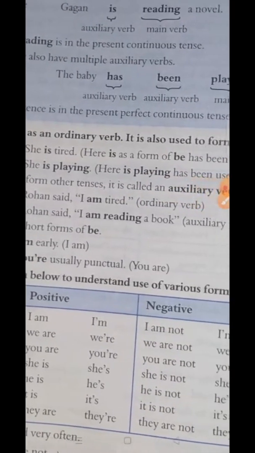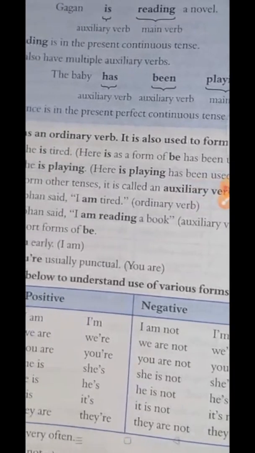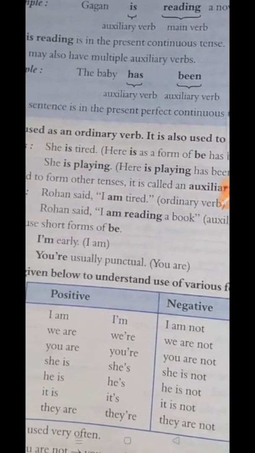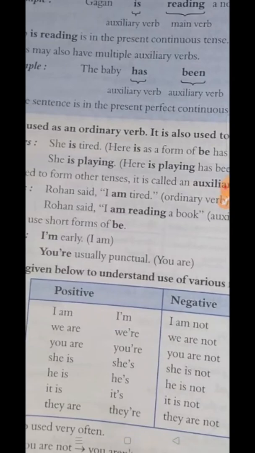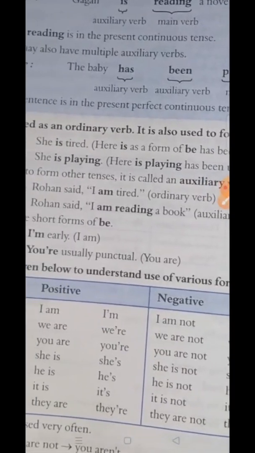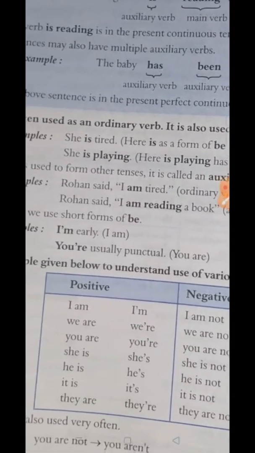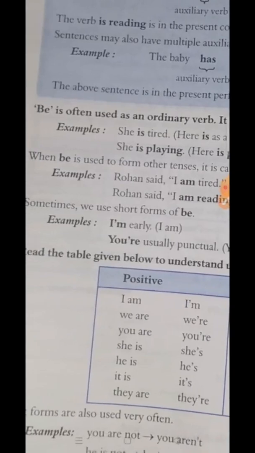Second, Ron said, I am reading a book, auxiliary verb. Why? Here Ron said, I am tired, because it's ordinary. Only one verb we have used, ordinary verb. I am tired, be form, am. Ron said, I am reading a book means here we have used be form, that is am.